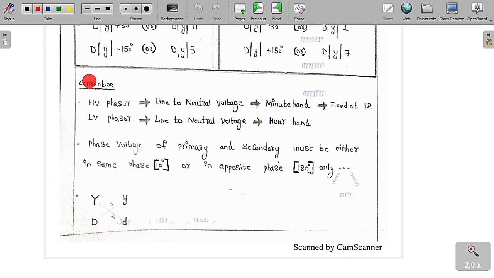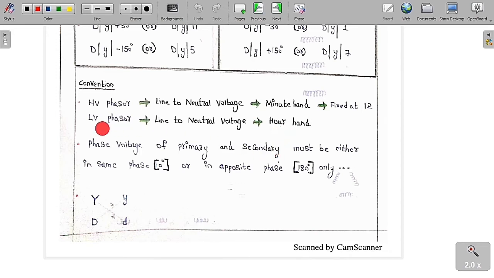So we are going to use one general convention, the HV phasor. HV phasor means high voltage phasor, the line to neutral voltage. We choose the line to neutral voltage and represent it by the minute hand, which is fixed at 12 o'clock. Whereas the LV phasor, also the line to neutral voltage, is represented by the hour hand.